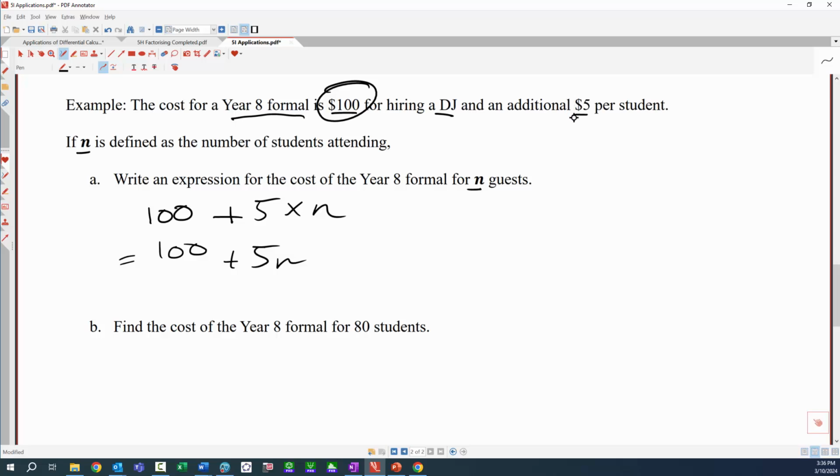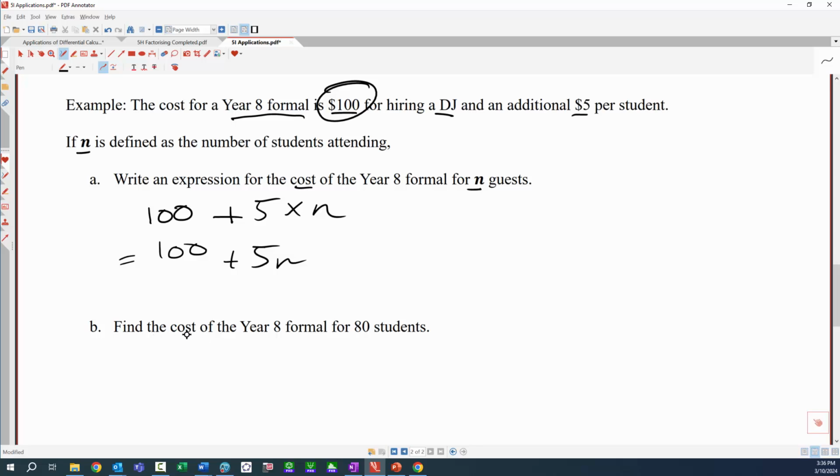Let's just see if that works. So if 2 students attend the formal, it's not very popular, I don't know, you don't like the DJ or something, then it's going to be 2 lots of $5, which is $10, plus the DJ's going to get paid. The cost is going to be $110. All right, so that would be our answer for an expression for the cost.